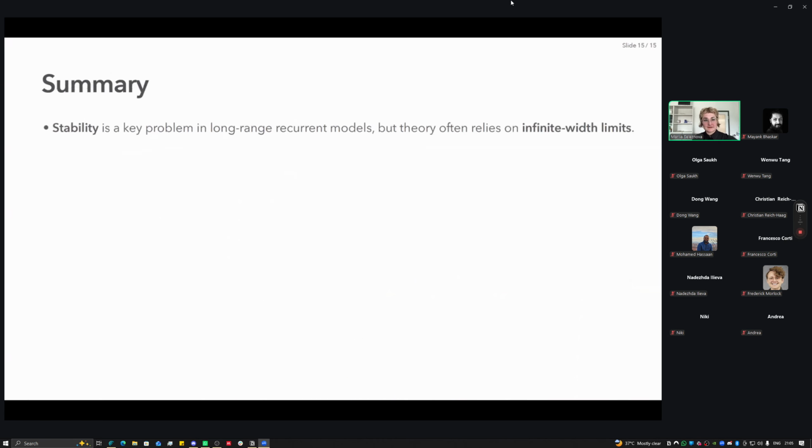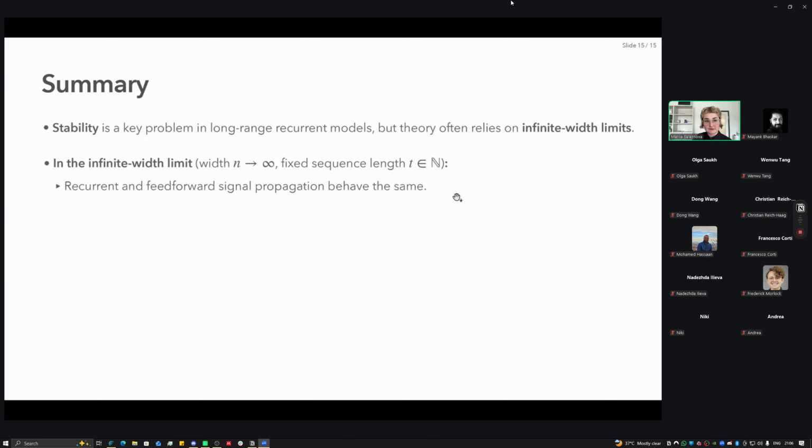Okay, so let me summarize everything that I said so far. So we saw that stability is an important problem in long-range recurrent models, but the theoretical understanding seems to be somehow limited by the reliance of the signal propagation theory on the infinite width limit. And in the infinite width limit, where the sequence length is fixed while width tends to infinity, we saw that recurrent and feed-forward models behave the same from the signal propagation point of view. And this means in particular that standard Lecun initialization is predicted to be stable in long-range linear recurrences.